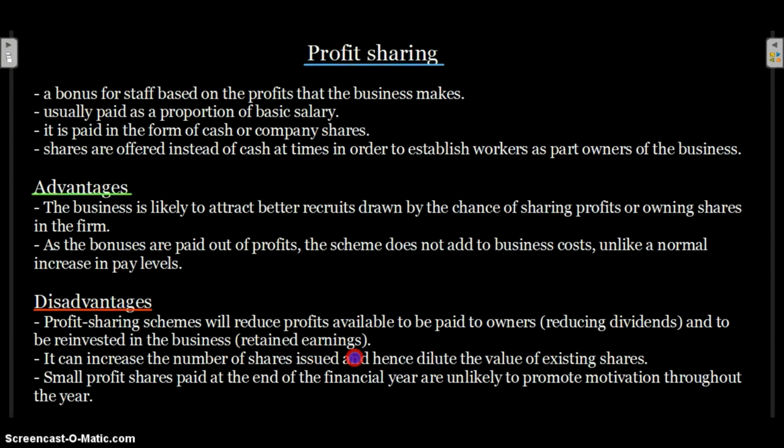It can increase the number of shares issued and hence dilute the value of existing shares. Since the number of shares issued is increased, the profit is also distributed accordingly. Let's suppose, I'll show an example to demonstrate that. Let's suppose you make an extra profit of $200, which is to be divided among 10 shareholders.